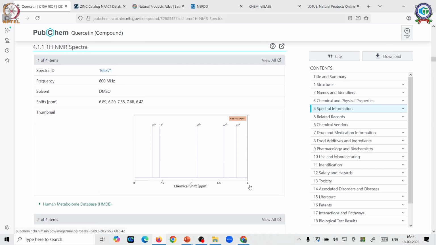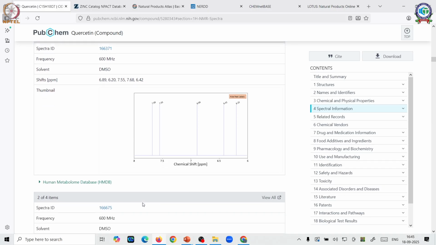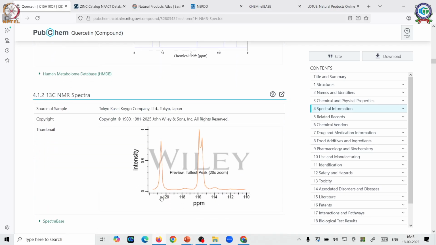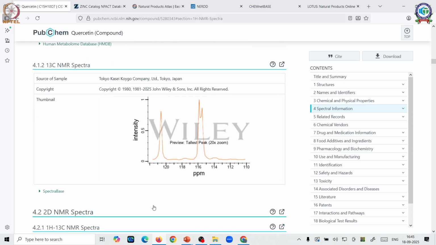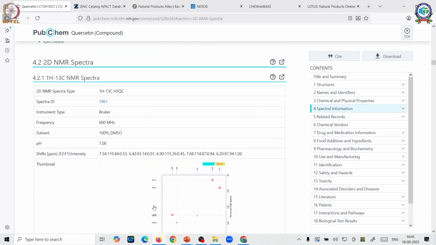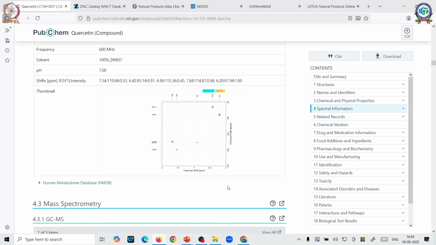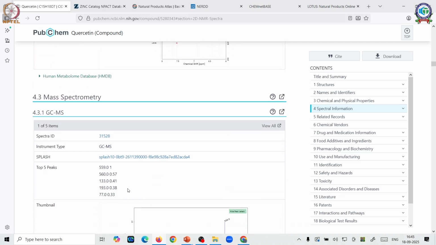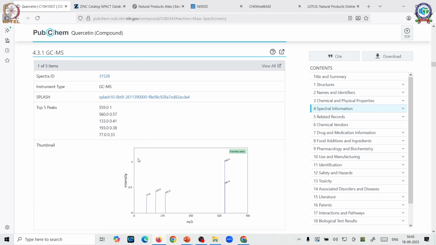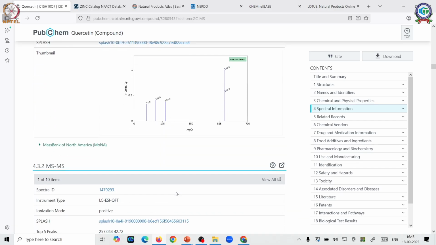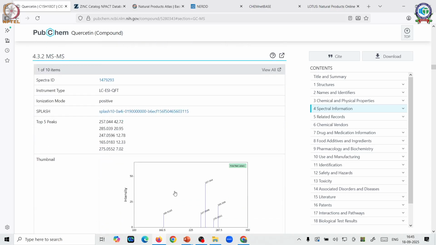Now this is particularly for the region between 6 to 8, but definitely you will see some of the peaks beyond this region as well. Then your C13, remember this. Then your 2D NMR, especially your HSQC in this region, where your proton and C13 NMR are brought together. Then the mass spectroscopic details, especially the GCMS, what all peaks it will show in terms of its fragmentation. So this is one of my go-to databases when I search chemical properties of any phytoconstituent.